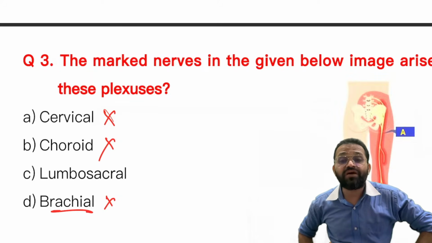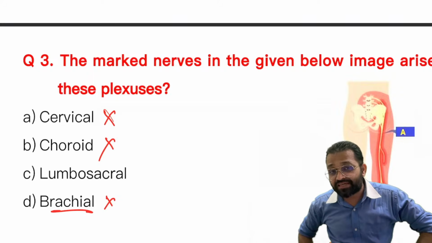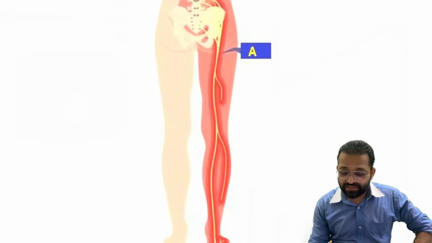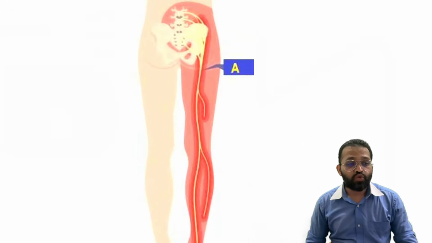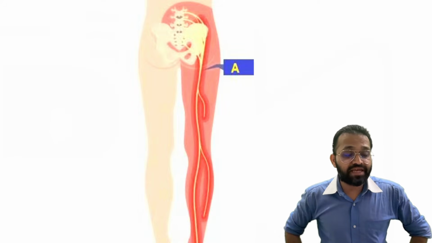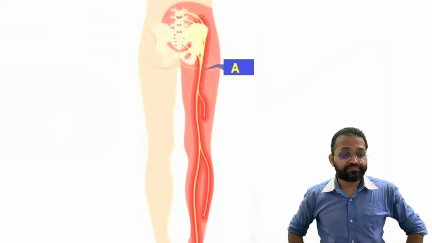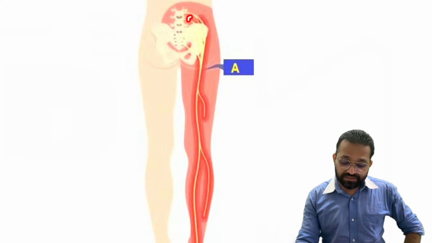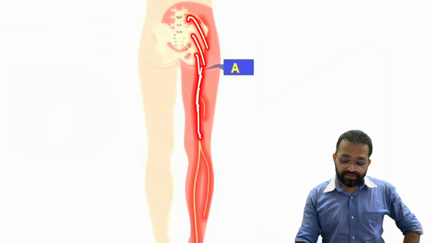Yes, it is related with our lumbar area and the sacral area. So the answer will be the lumbosacral plexus. Anyone? Can you give me the answer? What is the name of this nerve? This nerve is running in the posterior side, and then it is dividing into one nerve and another nerve.